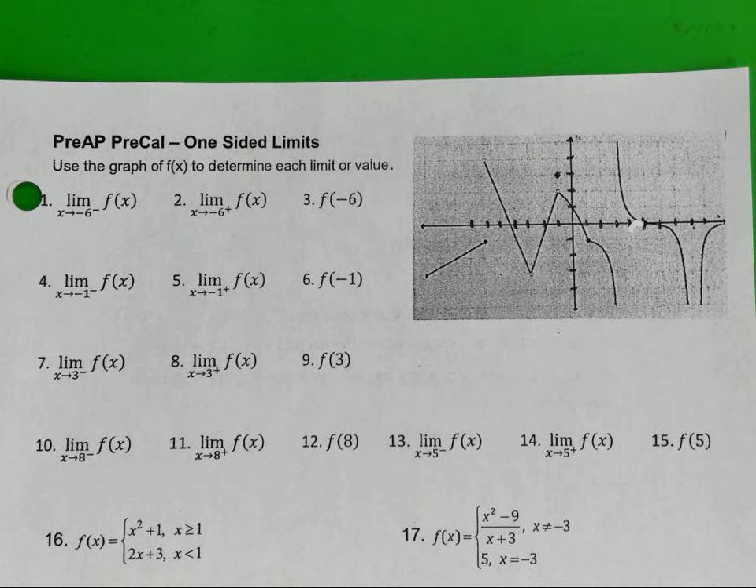Number 7. The limit as x goes to 3 from the left. 3 is right here. What do you see going right up and down this graph right here? Asymptote. So if I'm coming from the left at 3, it's going to what infinity? Negative. If I'm coming from the right, it's going to? Positive. Do I have an f of 3 value? So what I put is does not exist. Do you see that? We'll continue that tomorrow. Thank you.